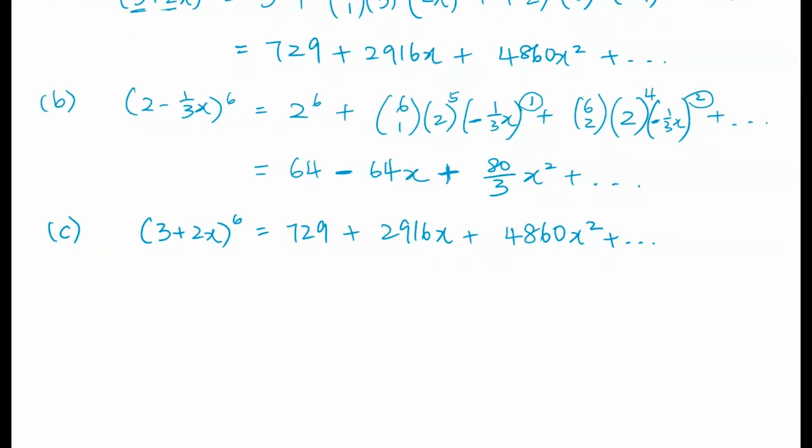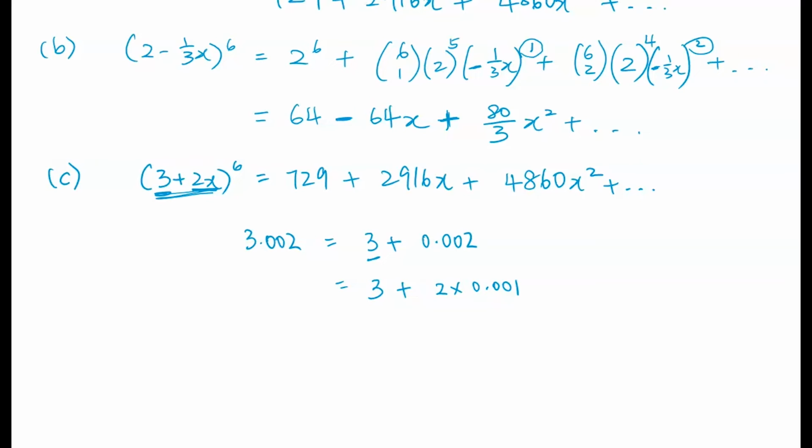Okay, we want to make 3 plus 2x into 3.002. You can just do it using observation. We can say that 3.002 can be written as 3 plus 0.002. We have the 3. So the next one is just 2 times x. So this one can be written as 3 plus 2 times 0.001. So that allows us to map 3.002 to 3 plus 2x. Using this observation, we can conclude that x is equal to 0.001.